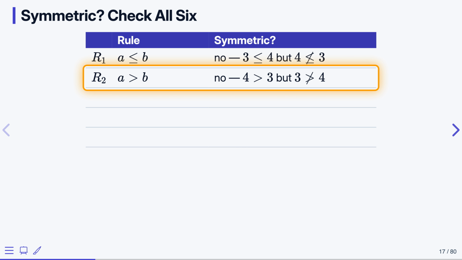R2 is A greater than B. Take the pair 4, 3. 4 is greater than 3. Flip it. 3 is not greater than 4. So R2 is not symmetric, and 4, 3 is the witness.